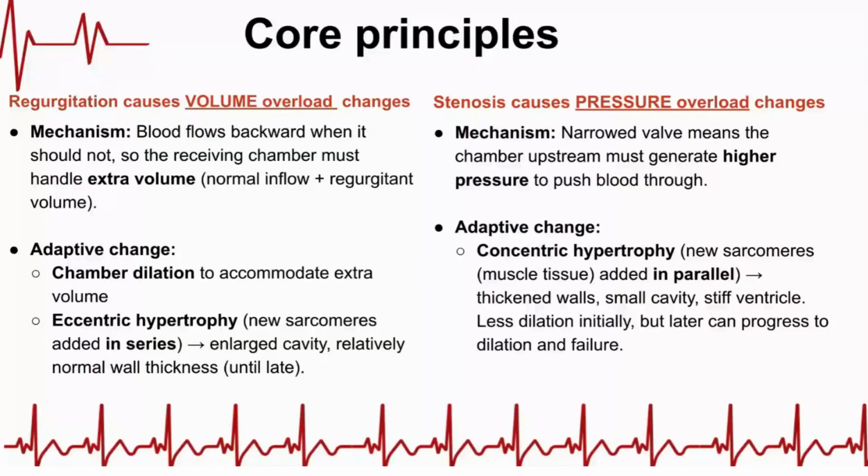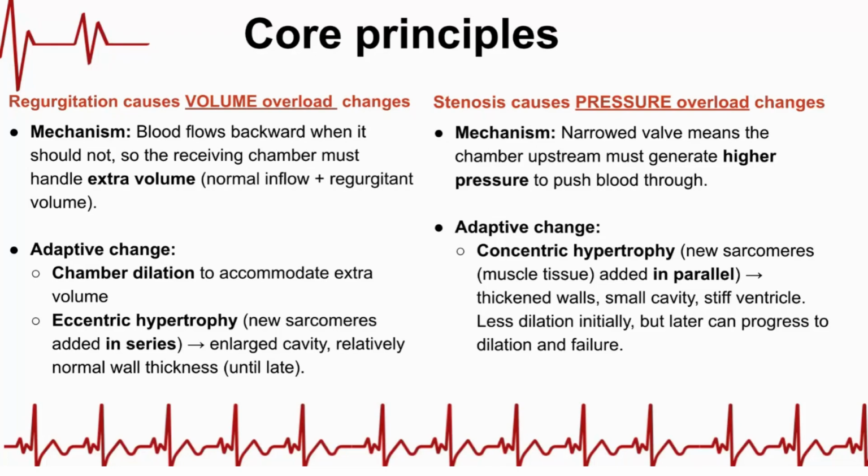Stenosis causes pressure overload changes. What happens here is that the narrowed valve means that the chamber upstream must generate higher pressure to push blood through. So the chamber has to produce a much higher force to push that blood through to its intended destination. So it's a pressure overload. And what happens in stenosis is that we have concentric hypertrophy. So we have new sarcomeres or muscle tissues that are added in parallel. And what you will see is thickened walls, small cavity, and stiff ventricle.